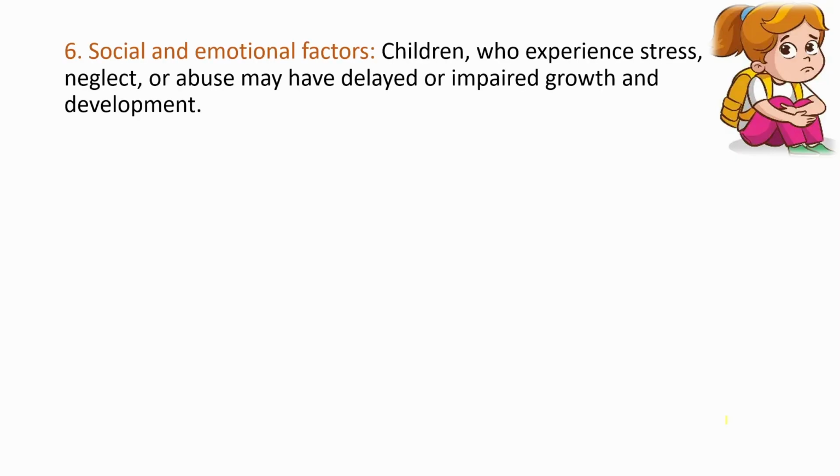Now let's move on to the sixth factor, which is social and emotional factors. A child's social and emotional environment is very important for healthy growth, because children who experience stress, neglect, or abuse may have delayed or impaired growth and development. For example, a child who grows up in a stressful or unsafe environment may not grow physically or emotionally as well as a child who feels loved and secure. So, this shows how emotional well-being affects overall development.